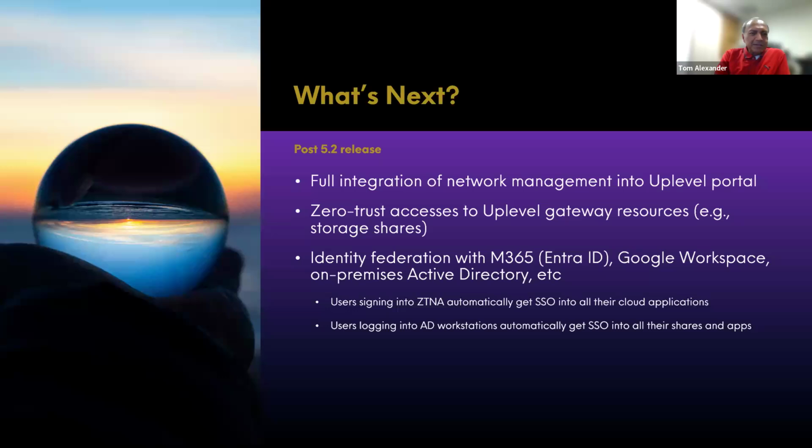So what is next? We are completing the full integration of the network management side into the Uplevel portal. So there's a bunch of things that we would like to fold in to increase the ability of our partners to do things like that special DNS setup, all that kind of stuff. We also receive requests to allow zero trust access to the resources on the gateway, especially things like shares that are on the gateway itself. And so we're adding that into the network management component as well.